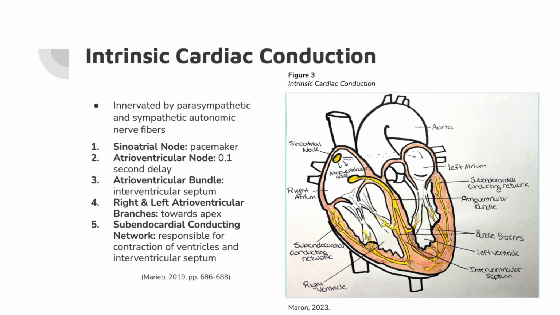The heart's basic rhythm is set by autonomic parasympathetic and sympathetic nerve fibers, even though it does not require innervation to depolarize and contract. The sinoatrial node sets the pace, and this travels to the atrioventricular node, where a delay of 0.1 seconds allows the atria to fully contract before the ventricles do. Following, an atrioventricular bundle in the interventricular septum divides into right and left branches that form the subendocardial conducting network, which is responsible for heart contractions.